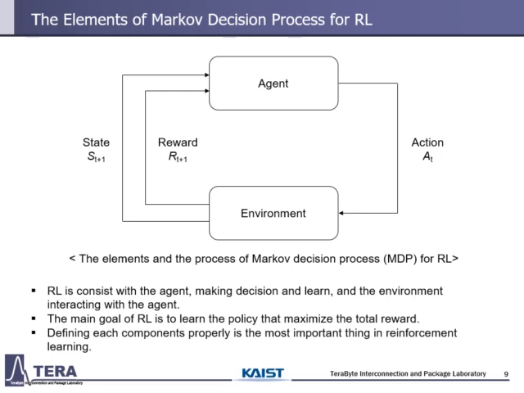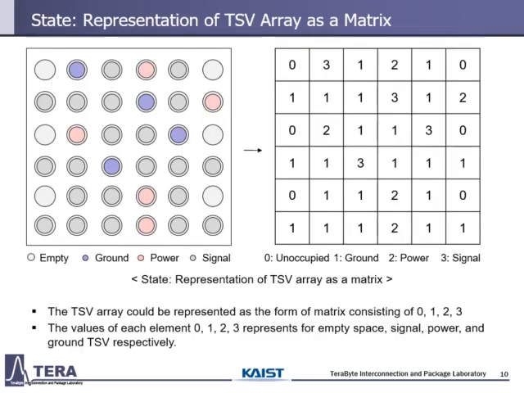Depending on how each component is defined, the performance of the agent can change dramatically. First is the state. Since TSVs exist in the frame of a grid, it is easy to express the state of the TSV arrangement in matrix form. The type of each pin can be represented with an integer number, for example 0, 1, 2, 3, as empty, ground, power, and signal. This is very similar to an image.